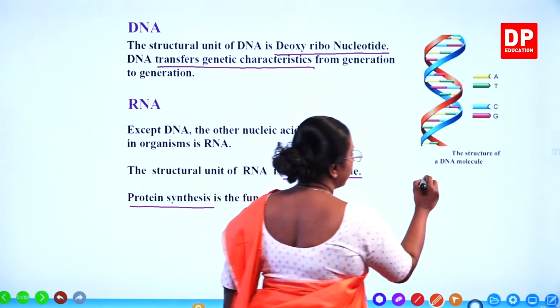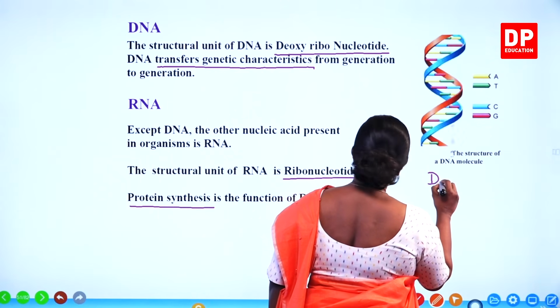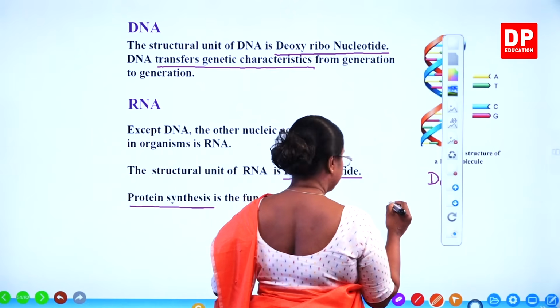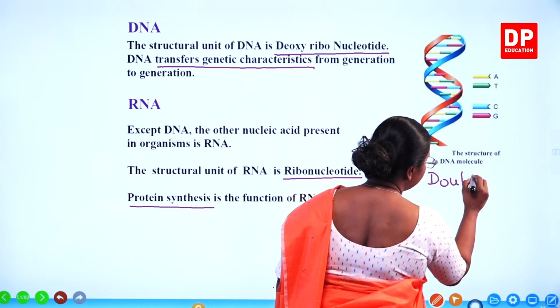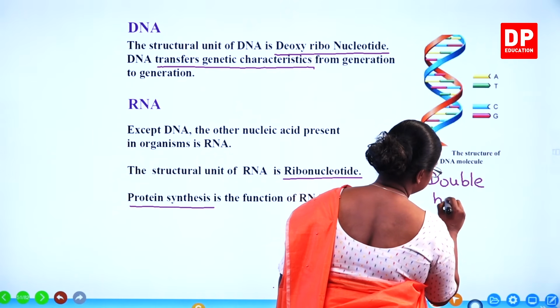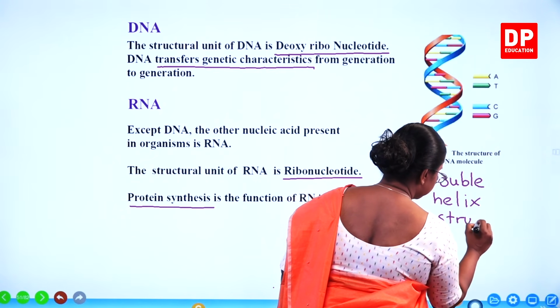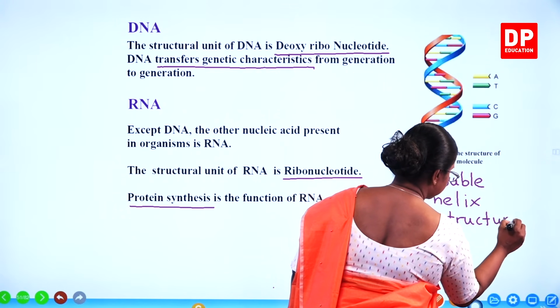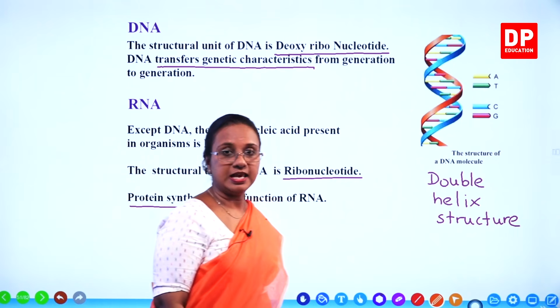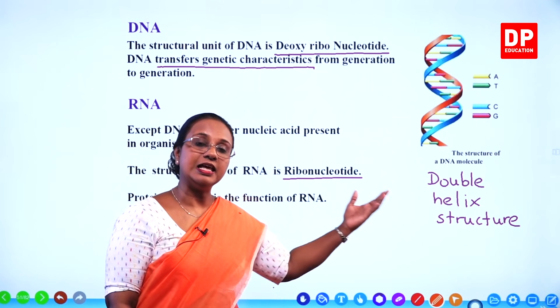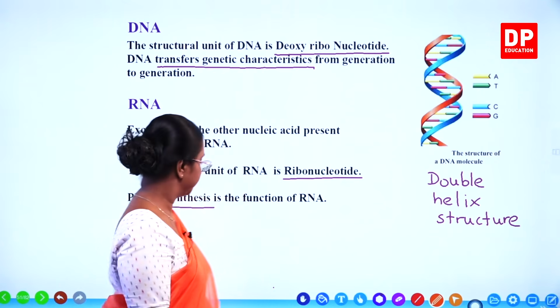So these are the 4 different types of nitrogenous bases present in the DNA molecule, and that is the double helix structure of DNA. We will be discussing this structure in detail in later units.